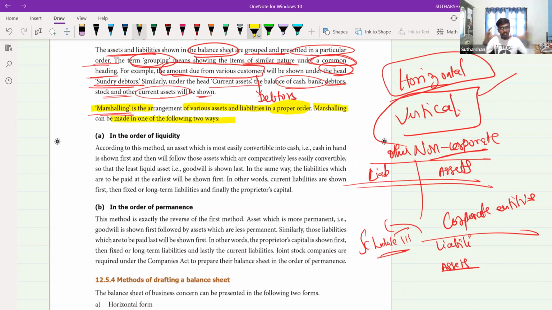Marshalling means various assets and liabilities are there, and I need to arrange them in a proper order. Order wise I need to do it. There are 2 ways: one is order of liquidity and one is order of permanence.